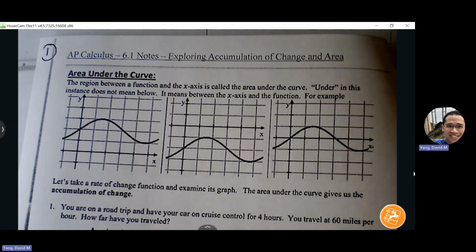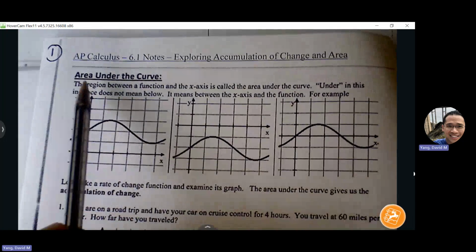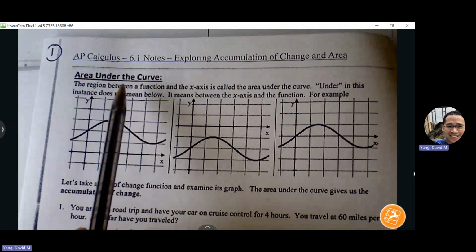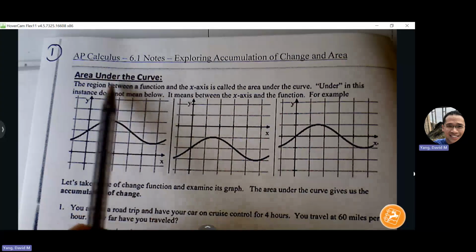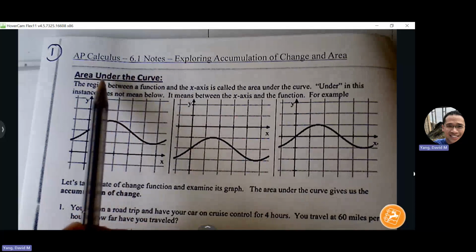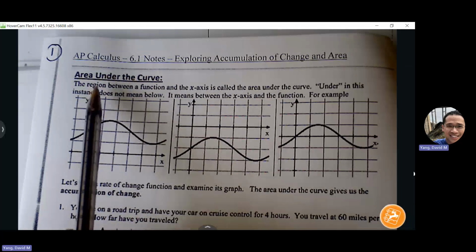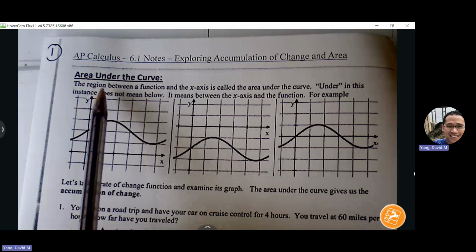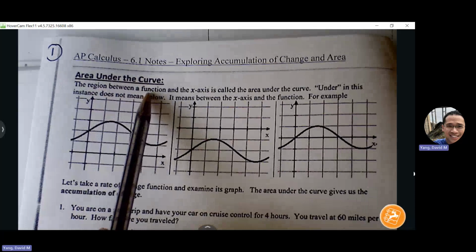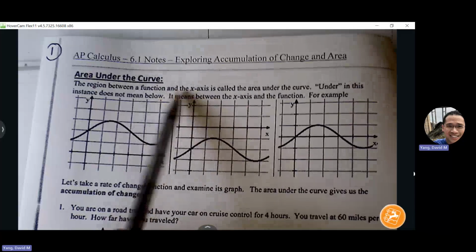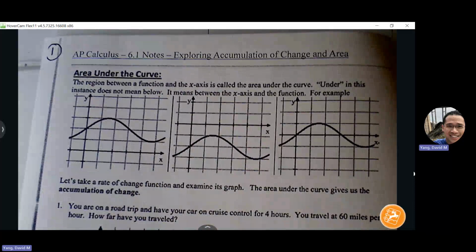Let me first talk about this area concept, and then we'll dig into more of it after we get back from break. So you're going to see this term a lot, this area under a curve, but it really doesn't mean this. So I want to talk about what this really means. Area of the curve is really the area, the region between the function or the curve and the x-axis. That's what it really means. It's whatever region that you see between the graph and the x-axis.